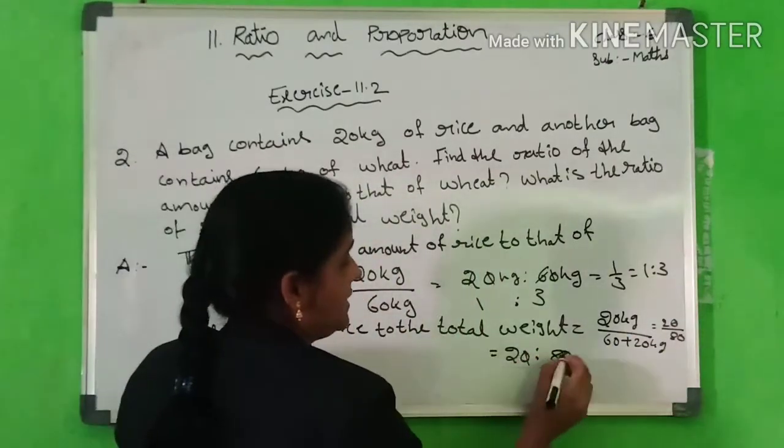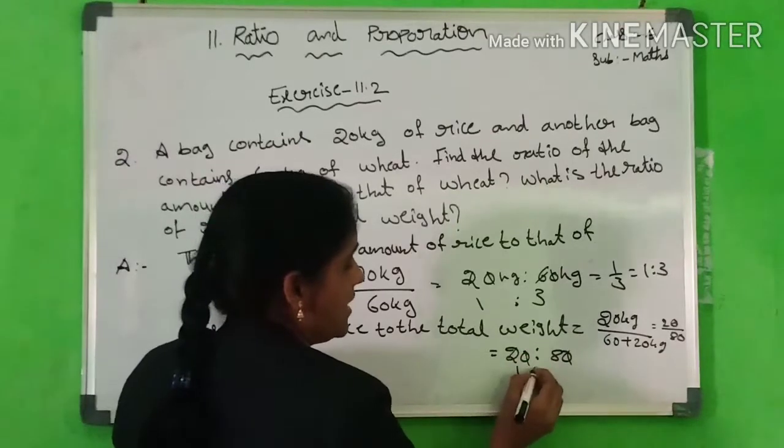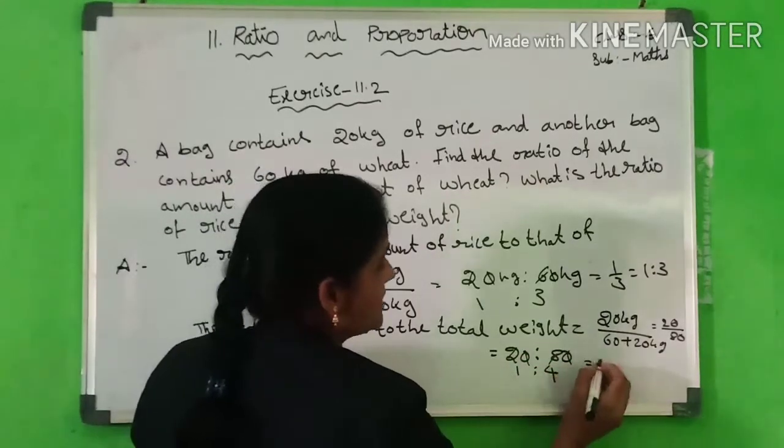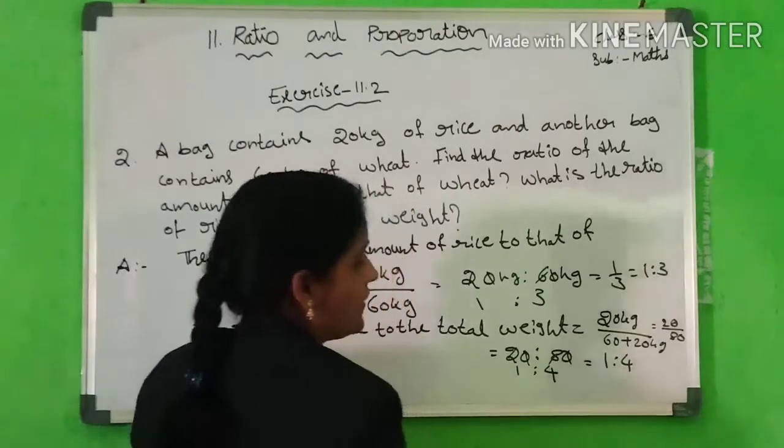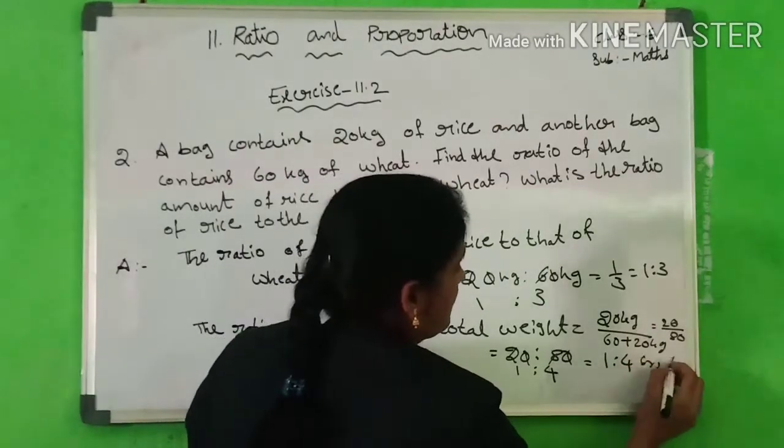First you have to cut these two zeros. Then 2 ones are 2, 2 fours are 8. What is the answer? 1 is to 4, or 1 by 4.